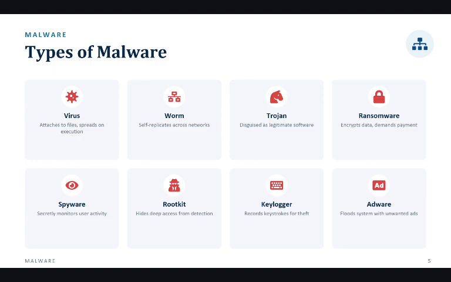Ransomware encrypts your data and demands payment for the key. Spyware secretly monitors your activity, while a rootkit hides deep, persistent access from detection tools. Keyloggers record every keystroke to steal your credentials, and adware floods your system with unwanted advertisements. Each of these has a different goal, but all of them compromise your system in some way.